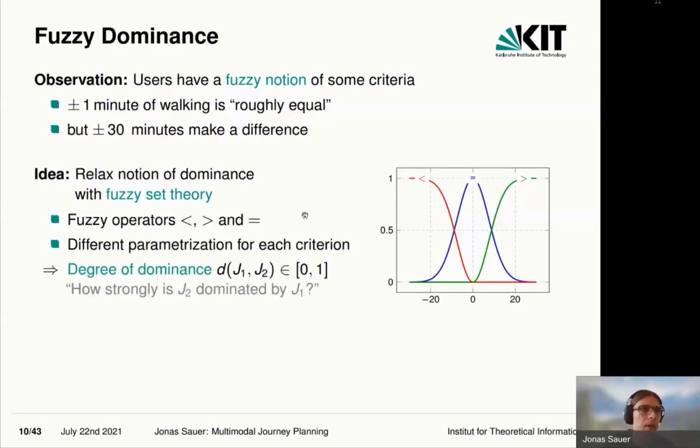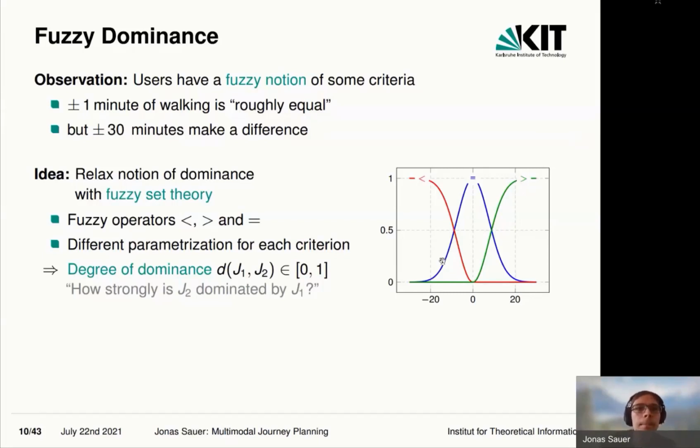So what we do is we define three fuzzy operators: smaller than, equal, and greater than. Usually those would be Boolean operators. So if you have solution A versus solution B, it's either smaller or equal or greater than the other solution. And now we want to make that fuzzy. So we say solution A might be 90% equal to solution B and 10% greater than solution B.